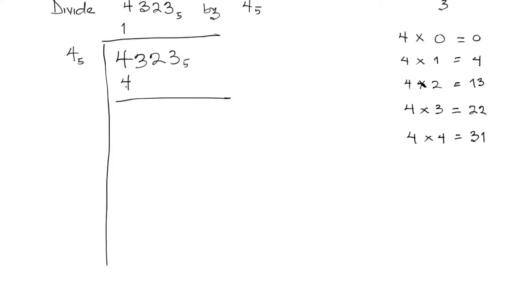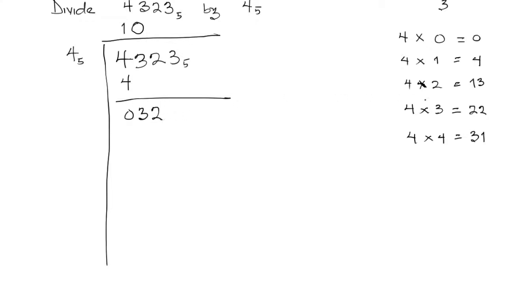We do the same thing. 4 minus 4 is 0. We bring down the next number, which is 3. 3 divided by 4 in this case is 0. So we bring down the next number, which is 2, 32.